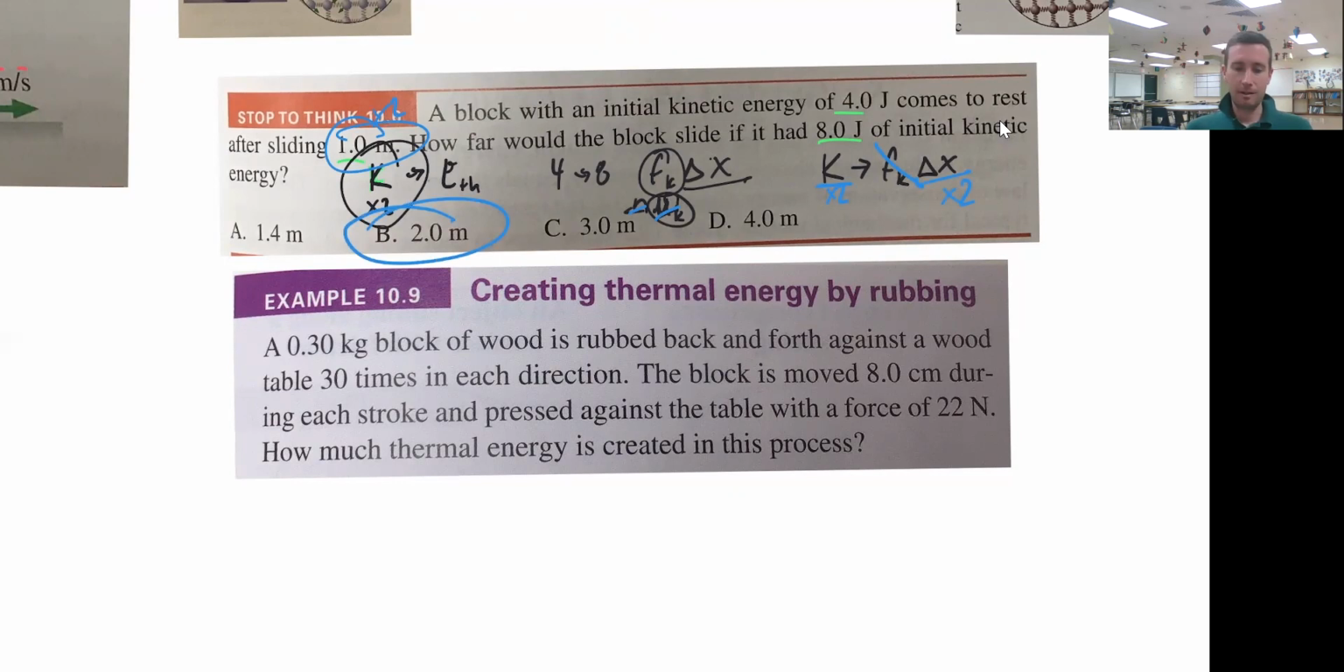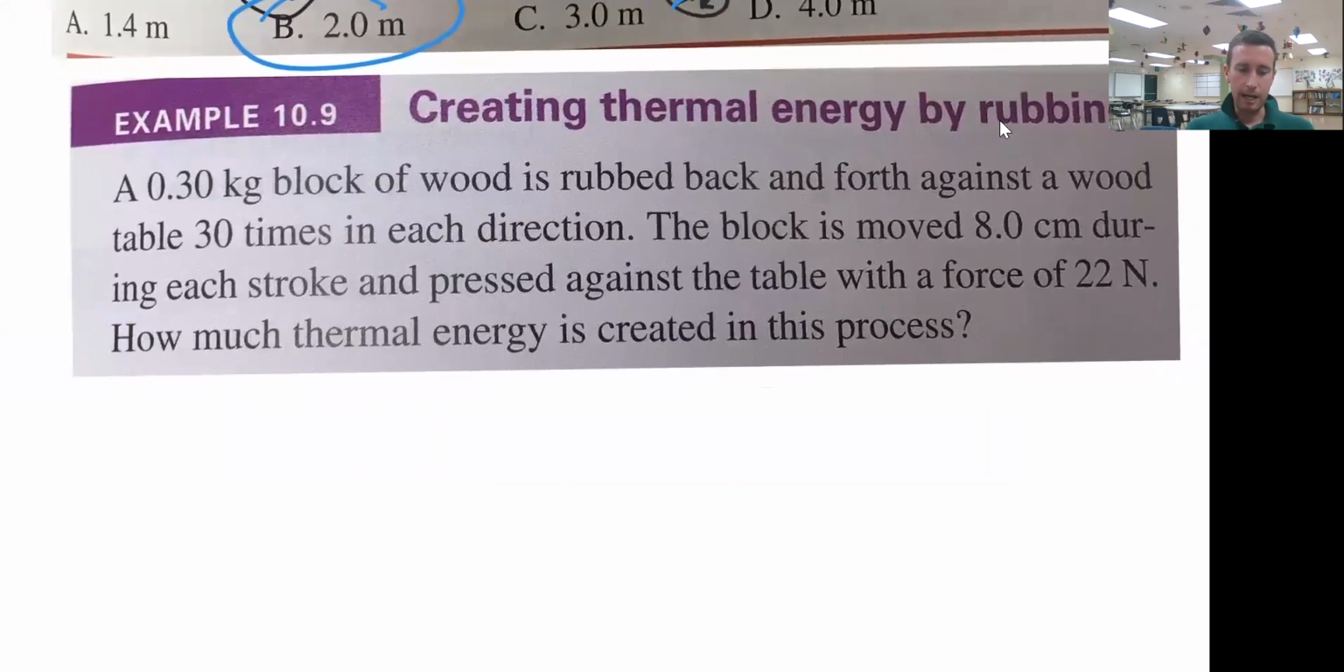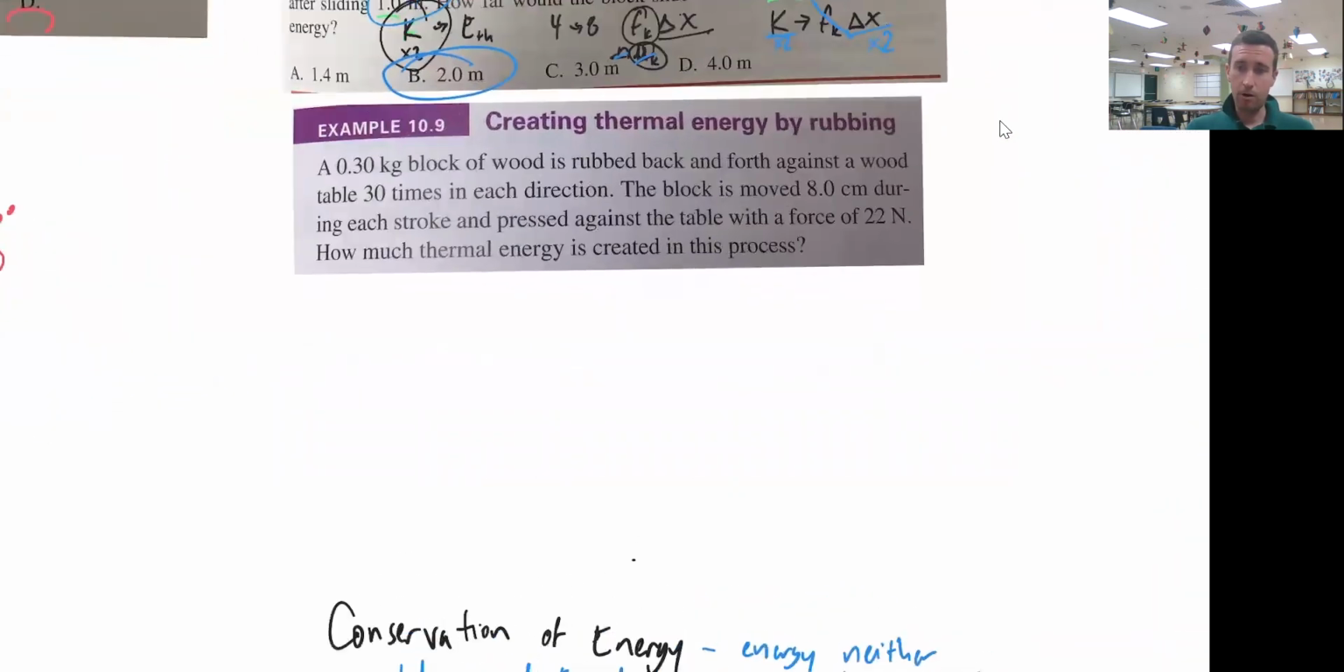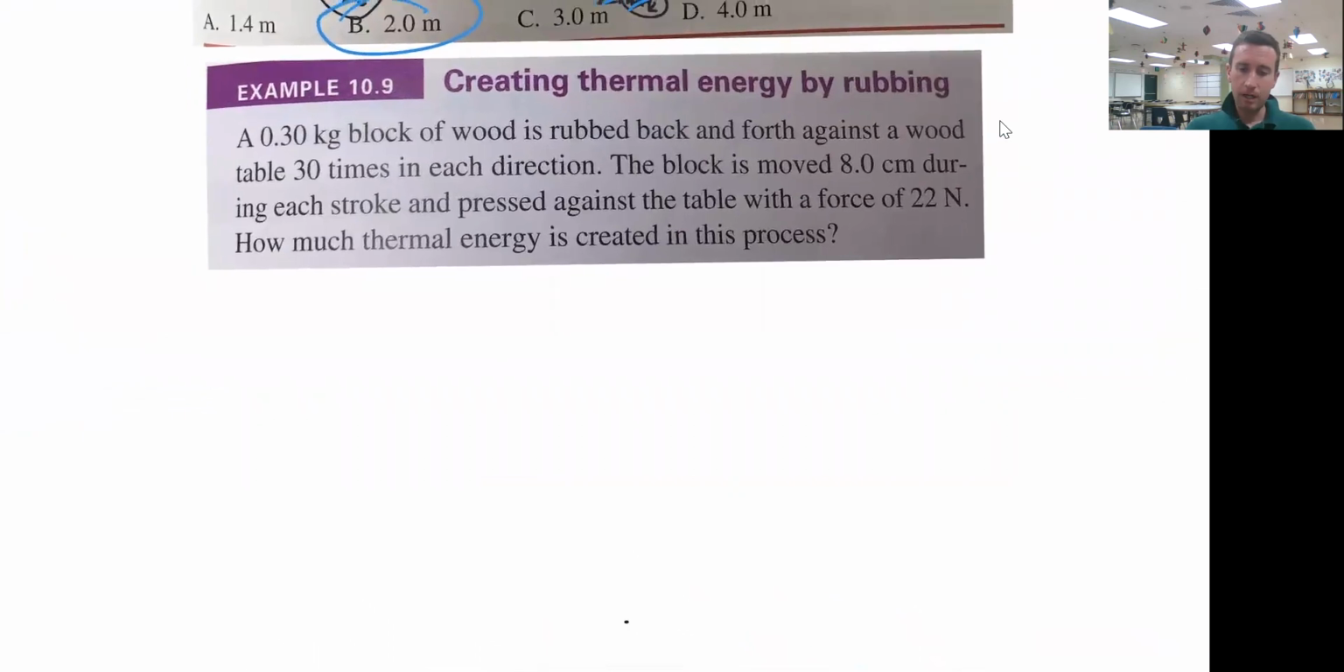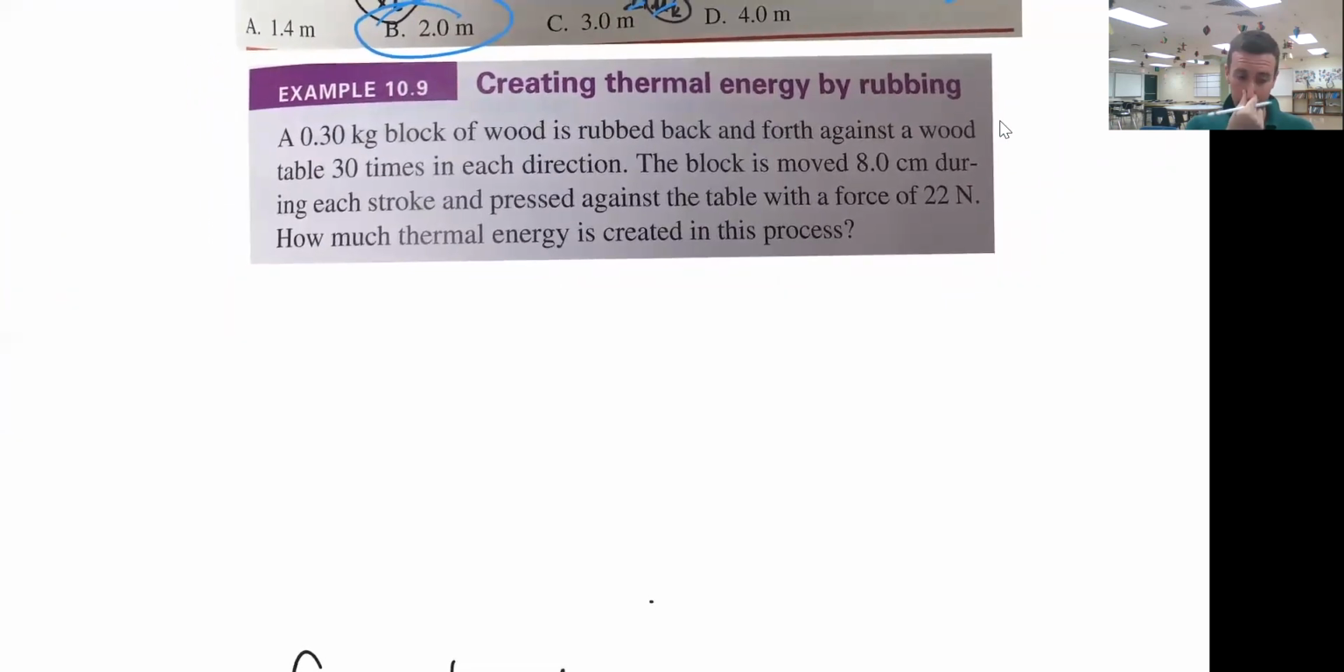All right, metacognition. Here we go. So let's do another example for force of friction, creating thermal energy by rubbing. A 0.3 kilogram block of wood is rubbed back and forth against a wood table 30 times in each direction. The block is moved 8 centimeters during each stroke and pressed against the table with a force of 22 newtons. How much thermal energy is created in this process?